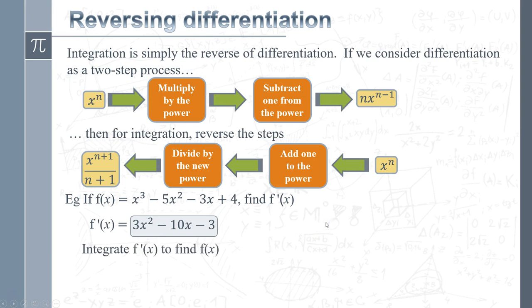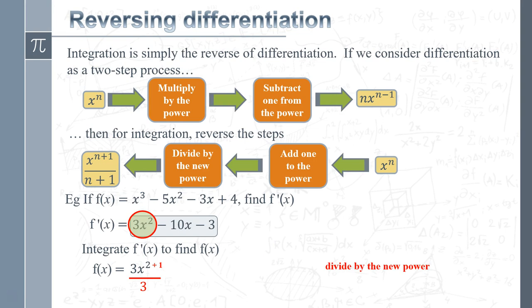Then what we're going to do is go back the other way. We're going to integrate this function here, f dash x, and that's going to get us back to our original function. Let's look at each bit in reverse. To get to f of x, we're going to start off with this one here, and we're going to add 1 to the power. So add 1 to the power, and then divide by the new power. So the new power is this. There we go. Divide by the new power, so we divide by 3.